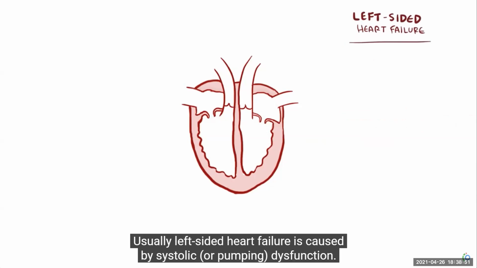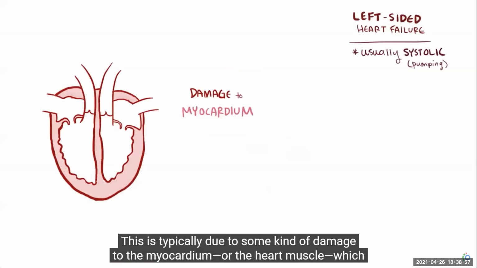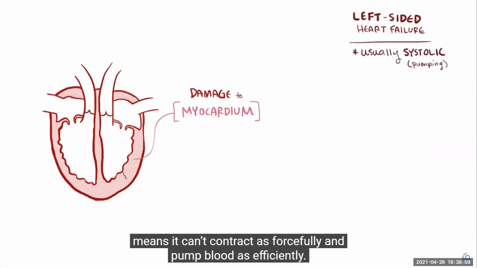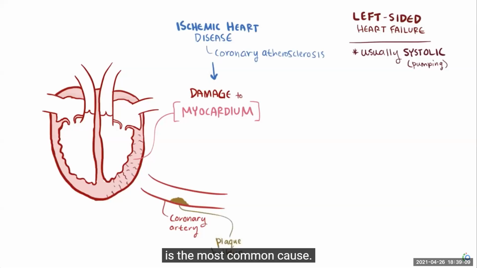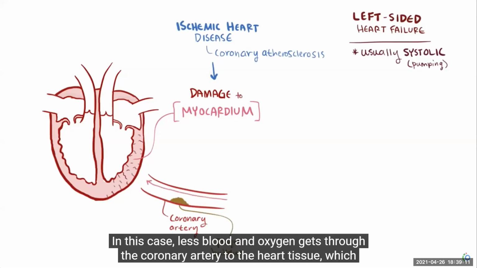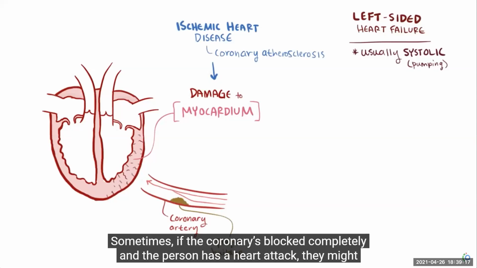Usually left-sided heart failure is caused by systolic or pumping dysfunction. And this is typically due to some kind of damage to the myocardium or the heart muscle, which means it can't contract as forcefully and pump blood as efficiently. Ischemic heart disease caused by coronary artery atherosclerosis, or plaque buildup, is the most common cause. In this case, less blood and oxygen gets through the coronary artery to the heart tissue, which damages the myocardium.